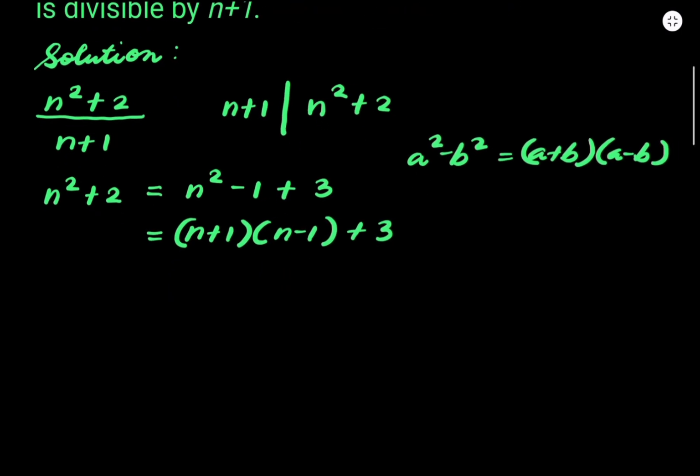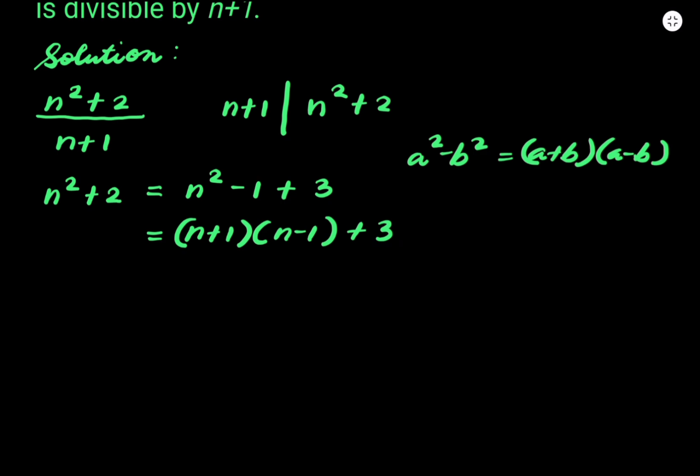So, from this, we can see that n squared plus 2, especially here, based on these factors, it is divisible by n plus 1. But n plus 1 must also divide 3, right? So we have plus 3 here. So that is our problem.